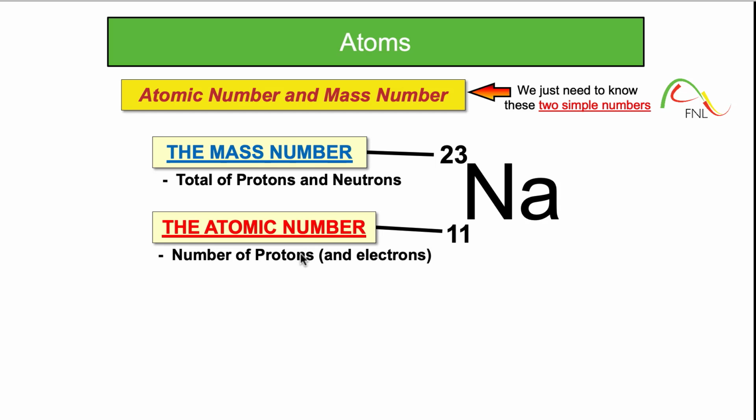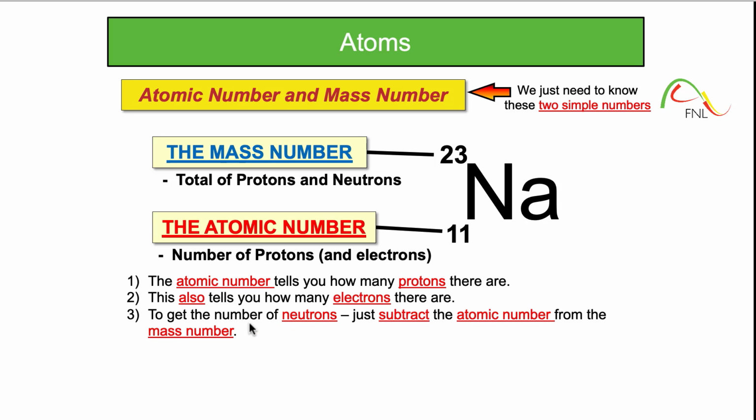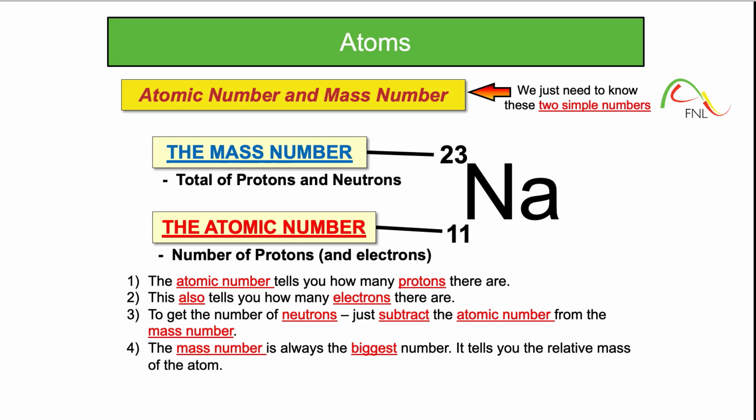Sometimes it's called the proton number because it tells how many protons there are. So some books will describe this as a proton number. We're going to stick to the atomic number. Now the atomic number tells you how many protons there are. Also, it tells us how many electrons there are. To get the number of neutrons, just subtract the atomic number from the mass number. So 23 minus 11 tells us there are 12 neutrons in the nucleus.